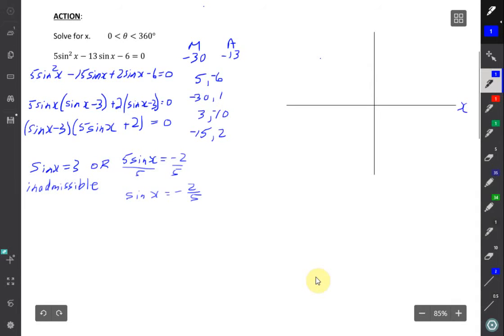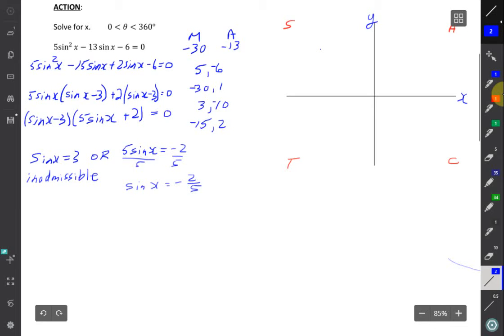I'm going to label my axes. And I'll do my CAST rule. Cos is positive here. All of them are positive here. Sine is positive here. And tan is positive here. I need to draw a line for our terminal arm where sine is negative. Sine is negative here in this quadrant, and sine is negative in this quadrant.